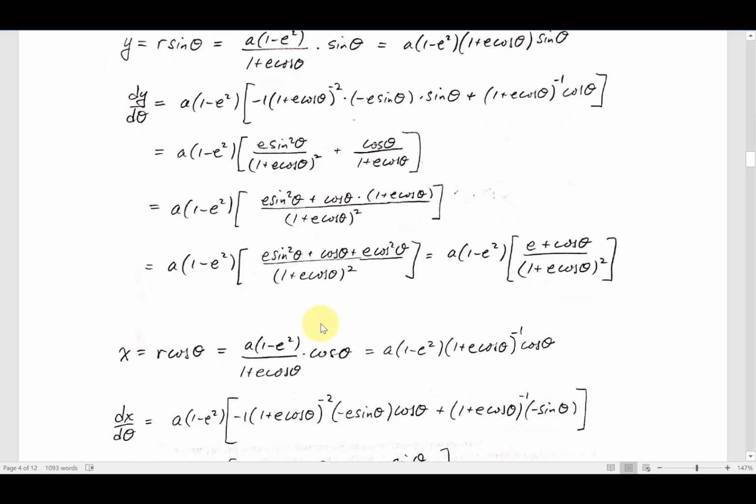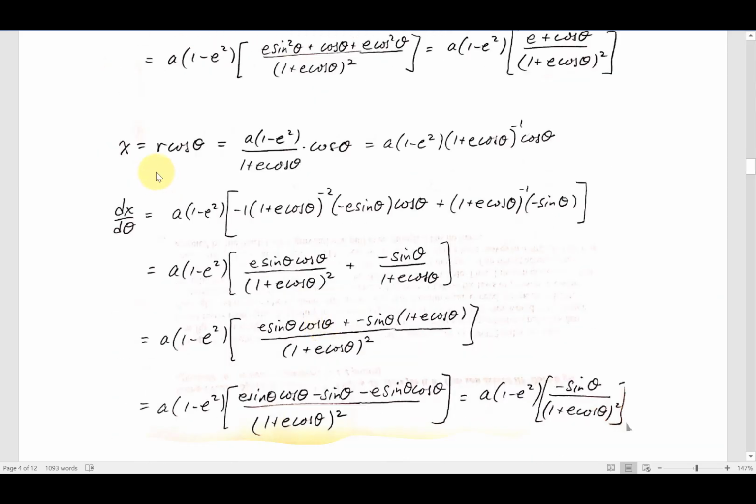Okay, so that's dy d theta. Now we'll do the same thing for dx d theta. To convert into rectangular coordinates, the conversion formula is r cos theta to get the x value. So this is r again times cos theta. I'll do the same thing I did with y. I'll just write this a(1 minus e squared) as a constant. Bring this denominator up here as a minus 1, and the cosine is there at the end.